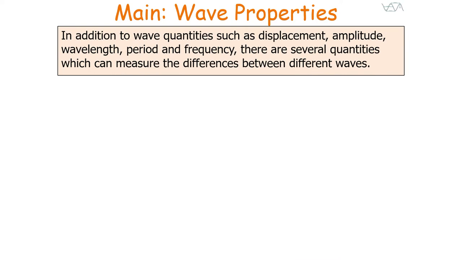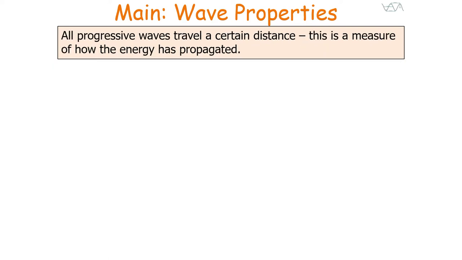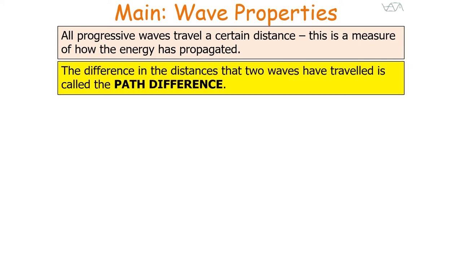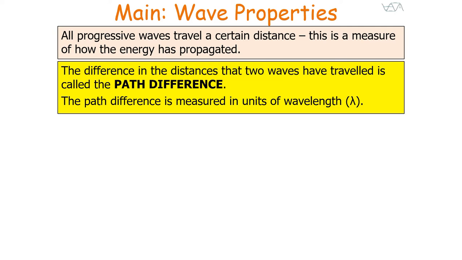Now, in addition to quantities such as displacement, amplitude, wavelength, time period and frequency, there are several quantities that can be measured as differences between different waves. Because all progressive waves travel a certain distance, it's a measure of how far the energy has been propagated. Now, the difference in distances between two waves, and how much they have traveled, is called the path difference. And the path difference is measured in units of wavelength, or lambda.